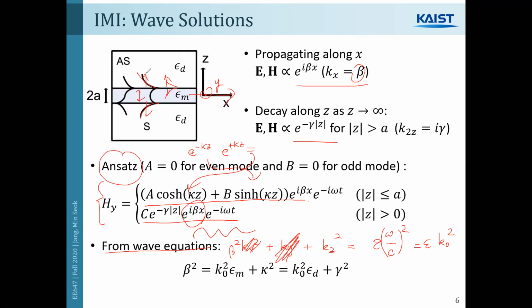And then along the z direction, kz is basically i gamma, right? So that you have an exponentially decaying wave in the kz direction, outside in the epsilon d regime. So in the epsilon d regime, in the cladding, you have beta squared minus gamma squared equal to epsilon d k0 squared. This equation becomes like that. And then inside the metal, similarly, beta squared minus kappa squared is equal to epsilon m k0 squared. Right? Here kappa is this kappa here.